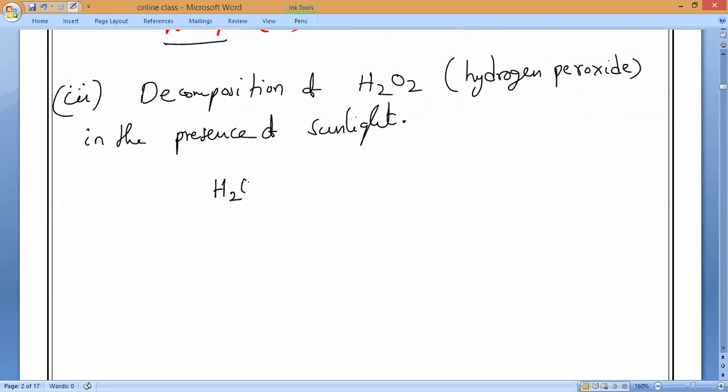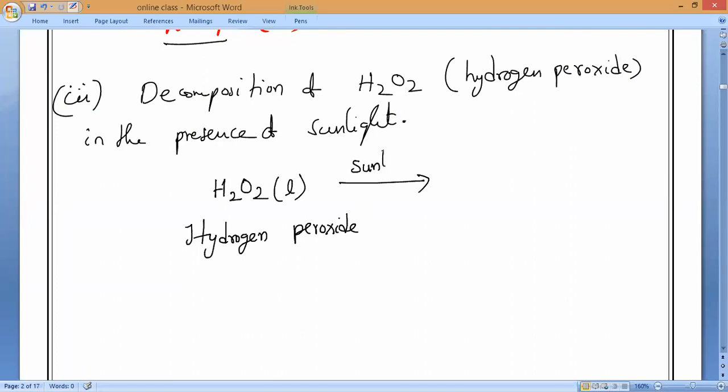Hydrogen peroxide is in the liquid state. H2O2 is hydrogen peroxide. Kindly remember, don't get confused. If you expose H2O2 to sunlight, it gives you H2O in liquid state plus oxygen in gaseous state. So this is what will happen. This is all about some more important examples of decomposition reactions.